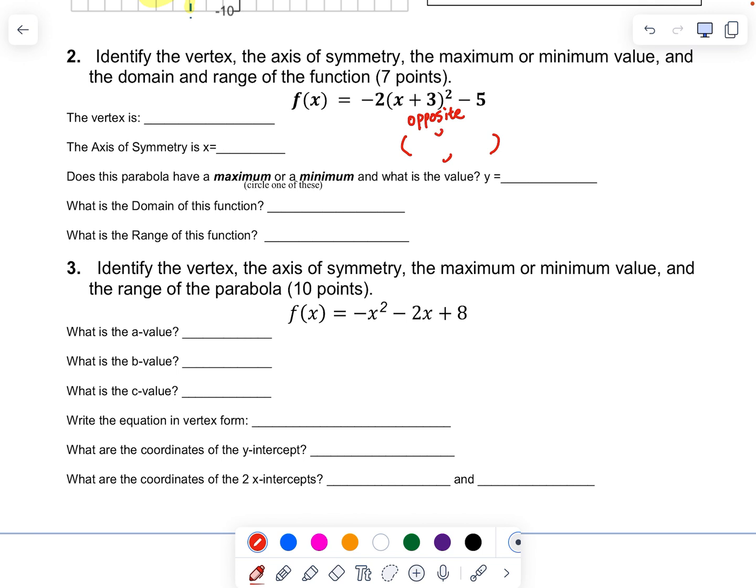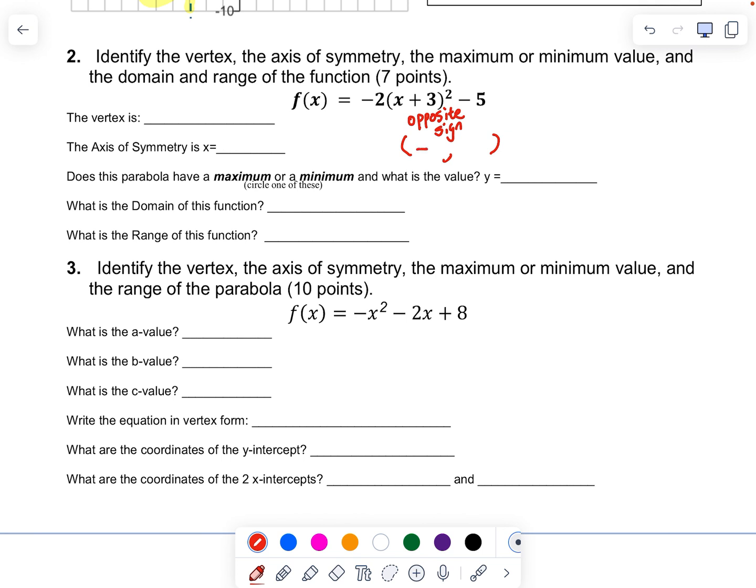sign of the number that's in parentheses. And that's actually the same for all functions. It's not necessarily going to be parentheses. It could be grouped, but it's going to be grouped together with the x in some way. And we need to take the opposite sign for that.